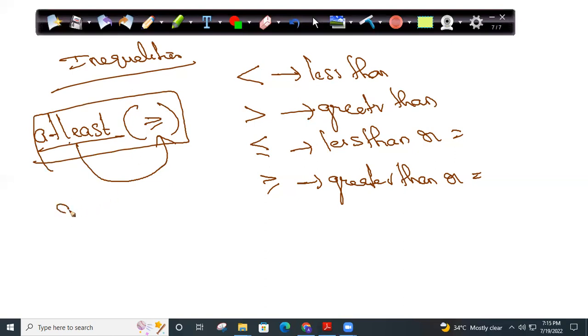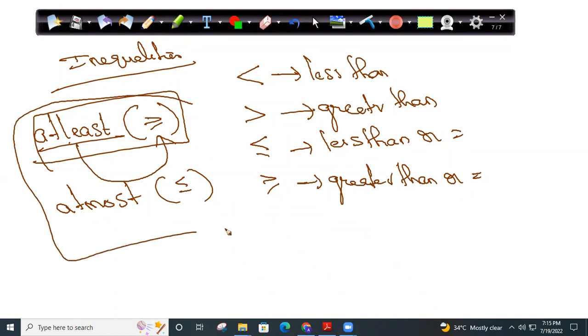Next frequently used word that I see is "at most". At most means maximum. I have at most 1,000 rupees with me, means the maximum amount that I have with me is 1,000 rupees, means less than or equal to.